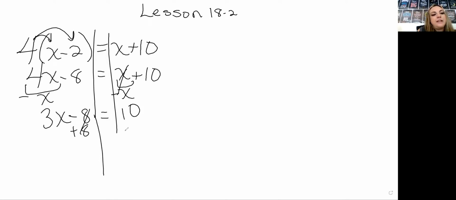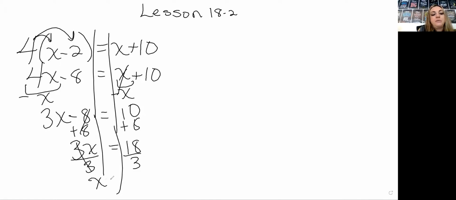Then we're going to add 8 to both sides so that our constants are now on the other side. 3x equals 18. We divide both sides by 3, and x equals 6. We can go back in here and check our answer. If we put a 6 for x, we would get 6 minus 2, which is 4, and 4 times 4 is 16. Again, if we put a 6 for the x on the other side, 6 plus 10 is also 16, and that checks out.